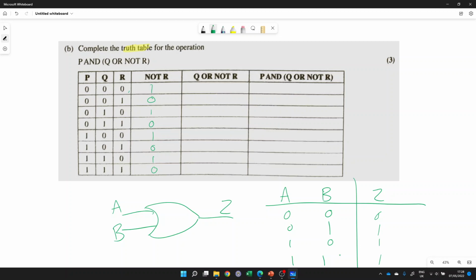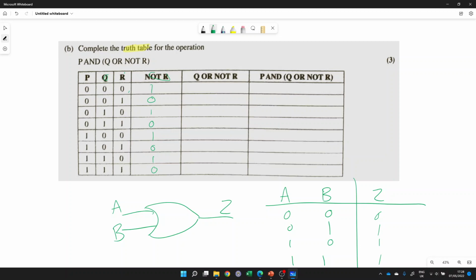So let's look at Q or not R. Well, Q is this column. Not R is this column. So I want to see, have I got a 1 in this column or this column? So yes, I've got a 1 in either. Here, no, I haven't got a 1 in either of those columns. Here I've got a 1 in both. Here I've got a 1 in Q. I've got a 1 in not R. I haven't got a 1 in either column. I've got a 1 in both, and I've got a 1 in the first column.